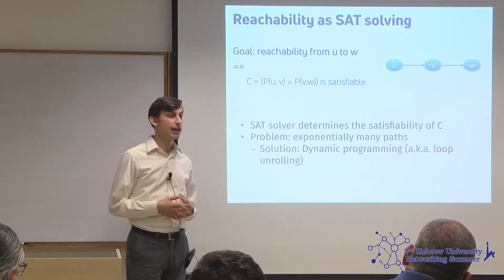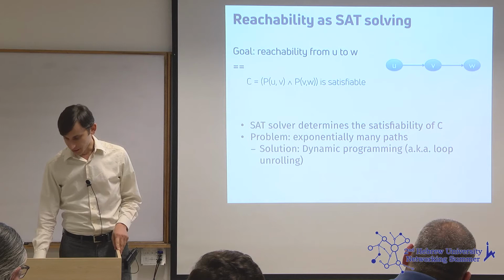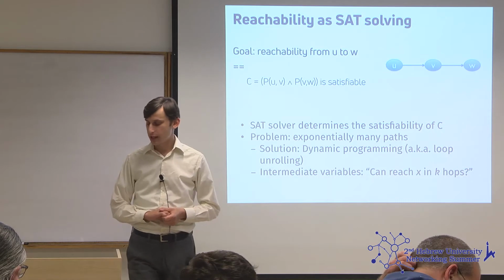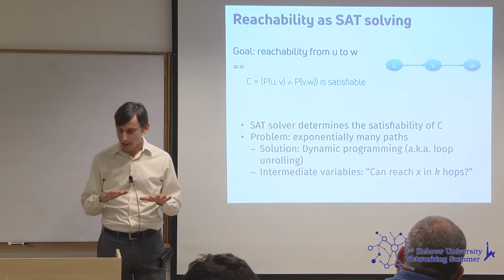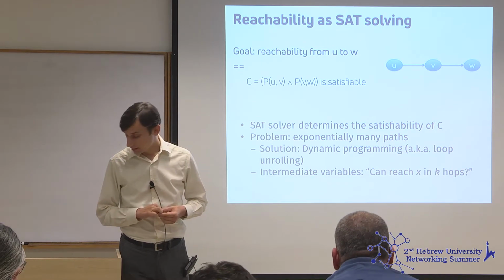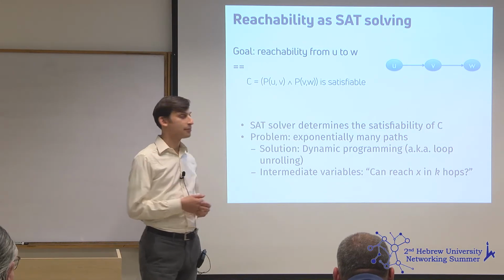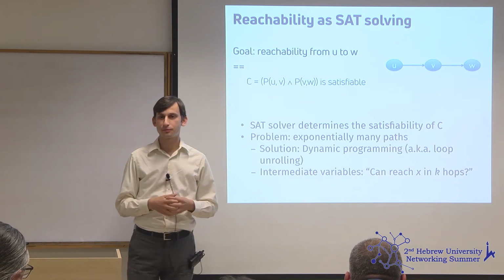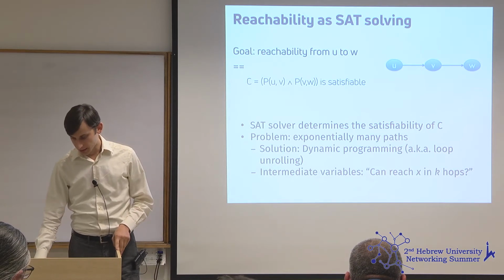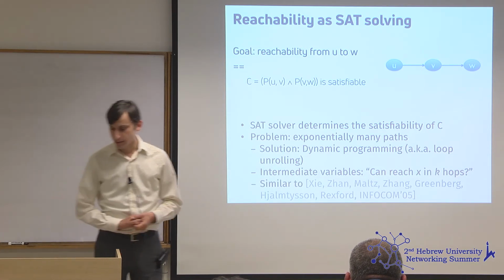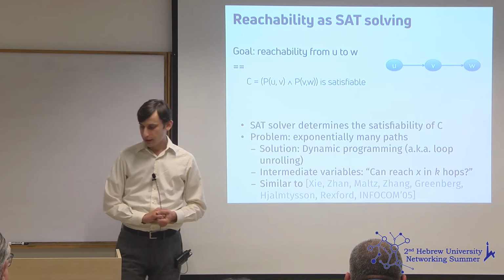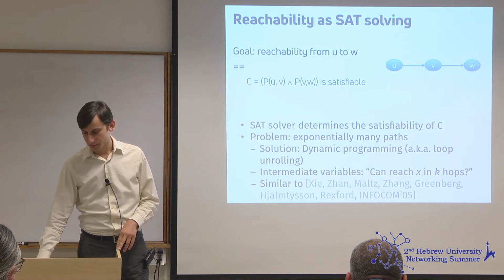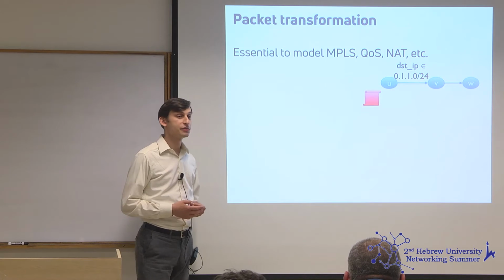So for this you can use dynamic programming, also known as loop unrolling in this case. This is a known general strategy in verification. A way to think about that is, what are the intermediate variables? Can you reach x in k hops is the intermediate variable. And then you write the k plus first in terms of the previous ones. So now it's no longer an exponential number of constraints and variables. This is a little similar to this other paper that I'll mention later when we talk about the overview. Now the next problem here is transformations to packets.